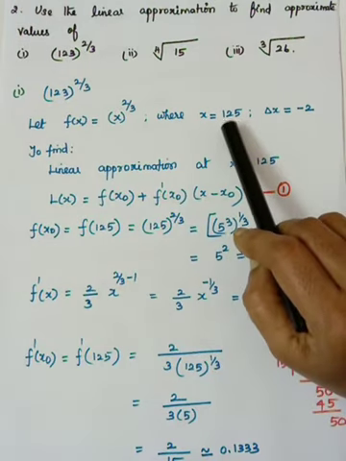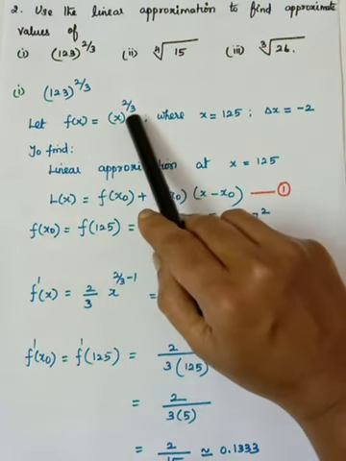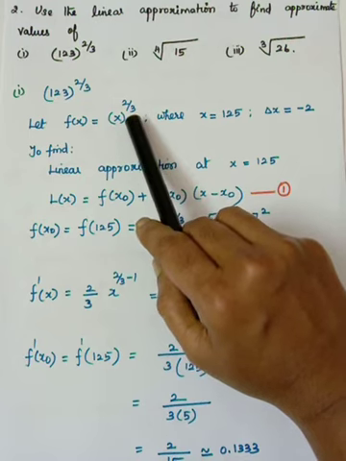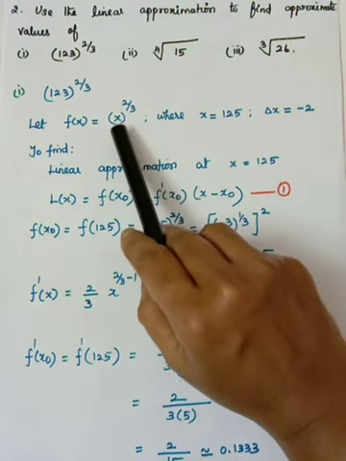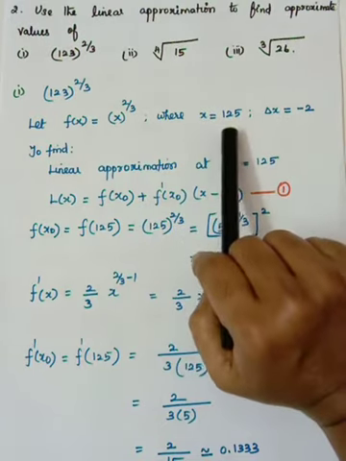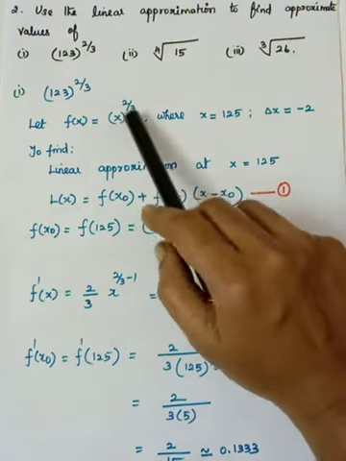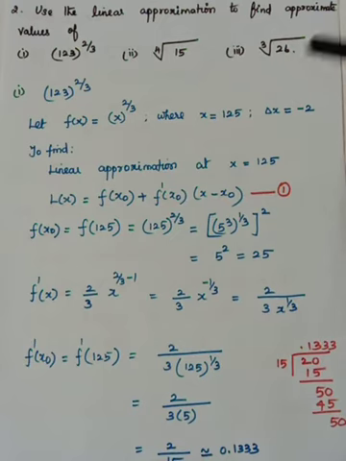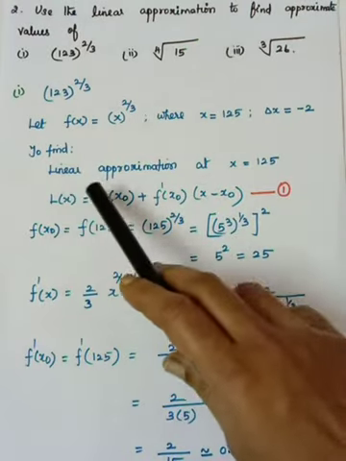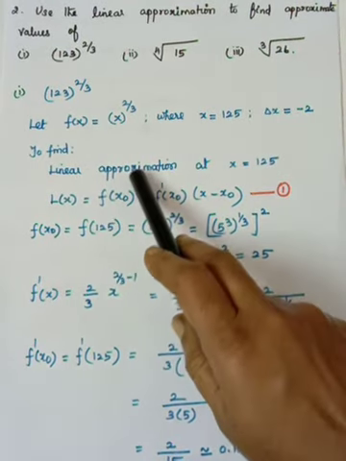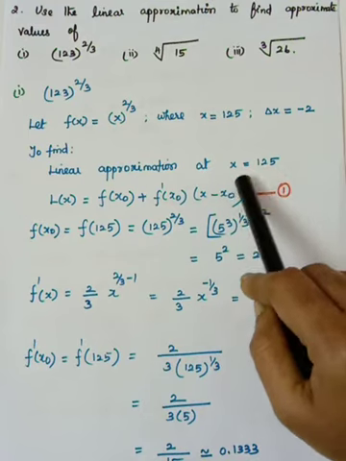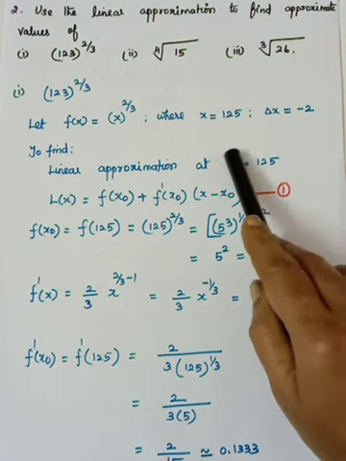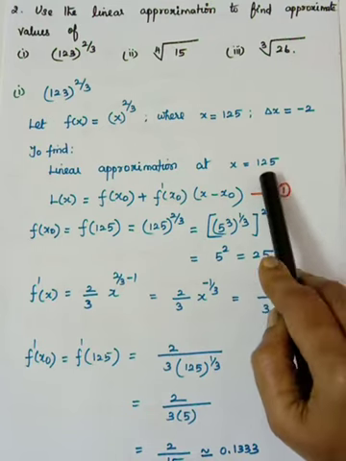So why do we take 125? Because here the power 1 by 3 is there. If you take x as 125, we can write 125 as 5 cube. So it is easy to calculate the value for x equal to 125. Then we can find the approximated value of 123. So the first step is, we are going to find the linear approximation at x equal to 125. Therefore x naught is taken as 125.